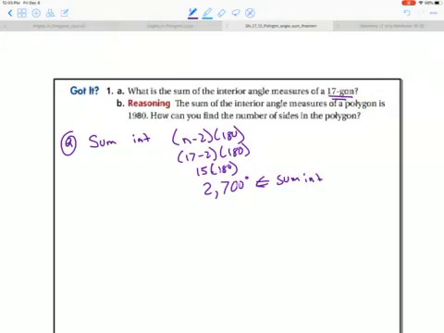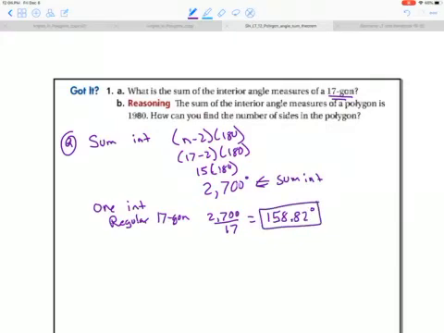If I wanted to find one interior angle, if it was a regular 17-gon, I would do 2,700 divided by 17, which is 158.82. So each individual angle inside this 17-gon is 158.82. The sum is 2,700 degrees, the sum being all of them added together.